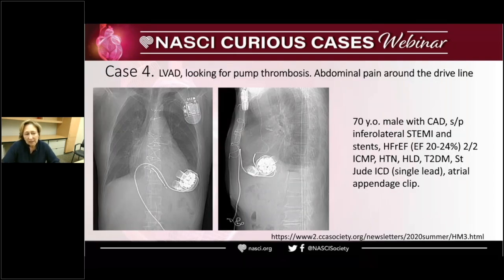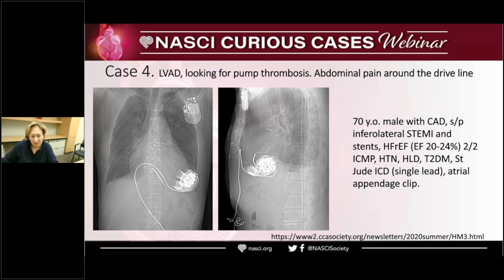So the next case, we have a patient, a very complicated patient really, with known coronary artery disease, post-inferolateral STEMI, with stents, HFrEF, very low ejection fraction, ischemic cardiomyopathy, everything is known. I wanted to call on a trainee, or could do show and tell. What do we see on this scout view from a CT? So we did do a CT to evaluate the left ventricular assist device and look for pump thrombosis. And particularly wanted to ask what type of LVAD is this?